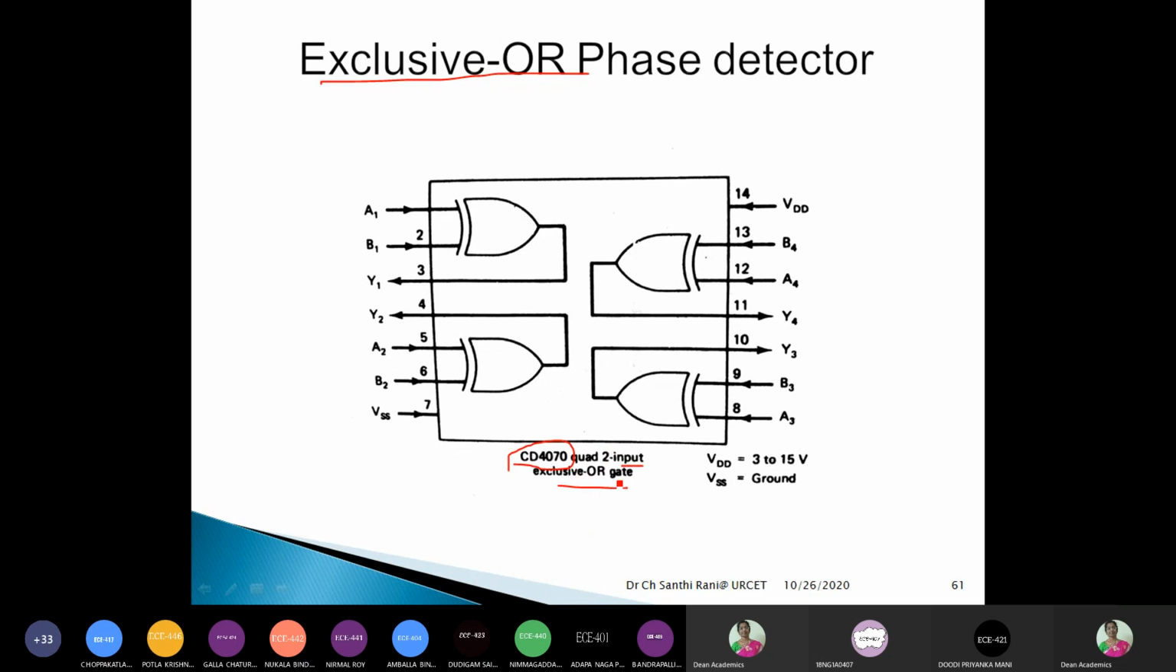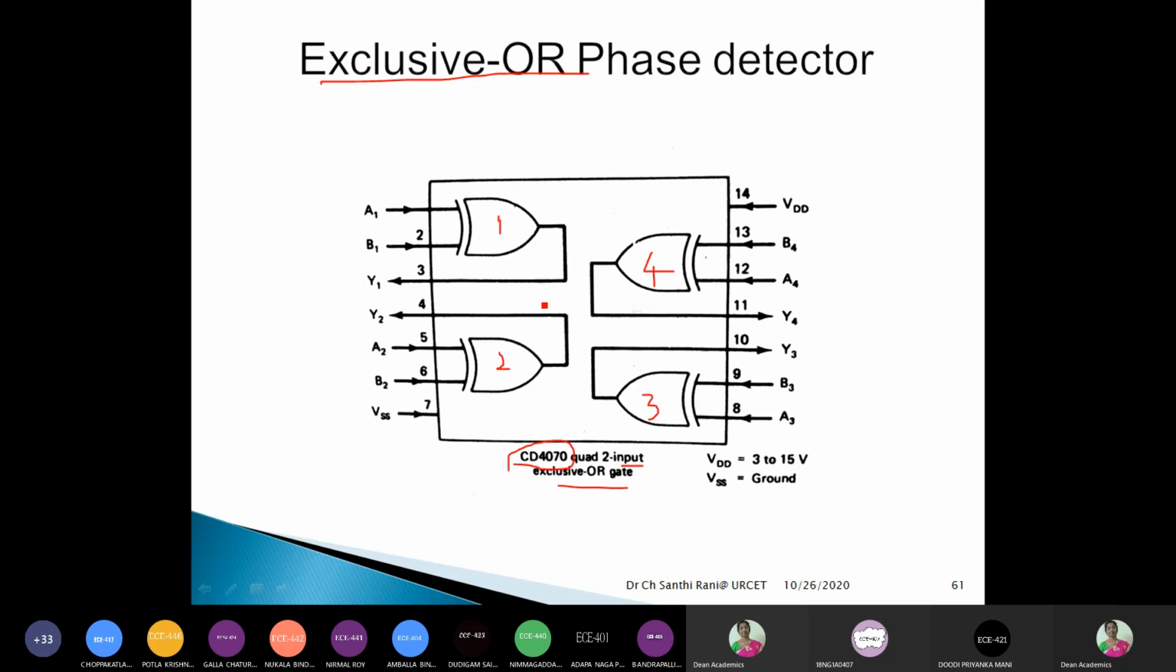So what do you mean by quad? 1, 2, 3, and 4. 4 exclusive OR gates are there. That's why the name quad. What type of exclusive OR gates? They are 2 input exclusive OR gates. A1 and B1 are the 2 input pins. Output pin is Y1. Again, A2, B2, output is Y2. Right? VSS is pin number 7, and VDD is pin number 14.